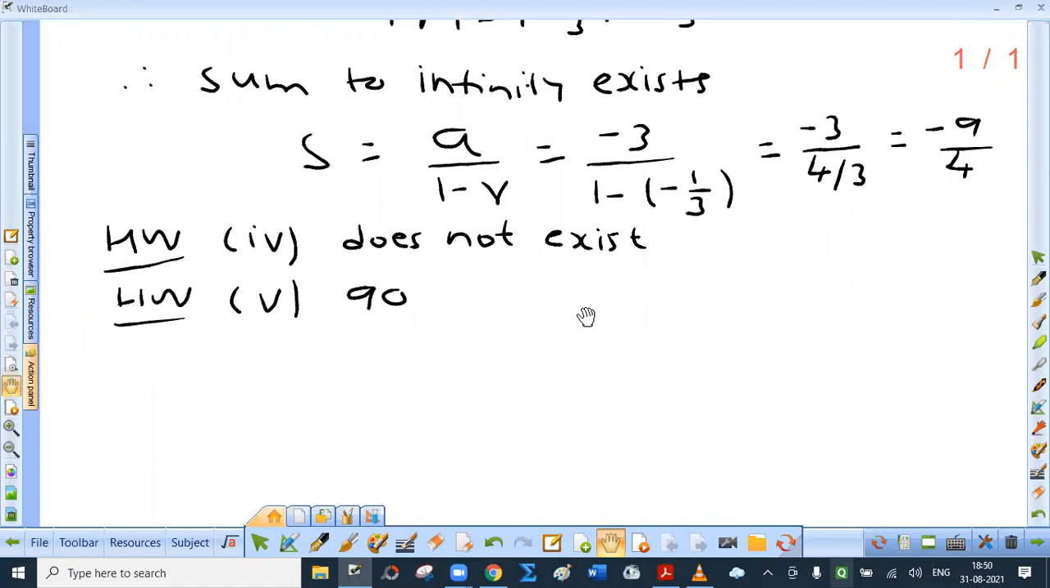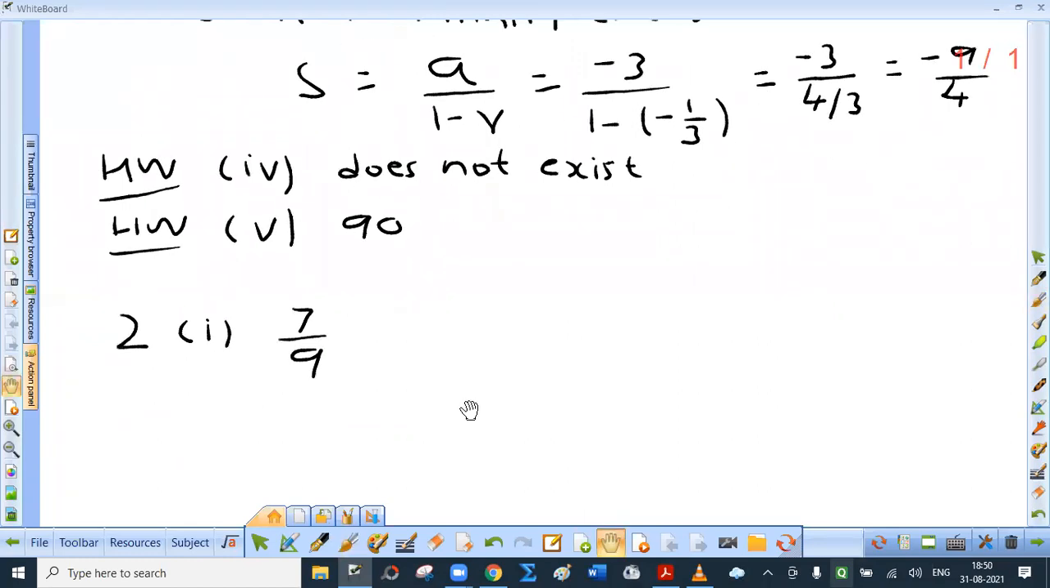Now, there are 4 sums. I think we will start with second question. Express the following recurring decimals as a rational number. First one is the simplest one. I'll give the answer. It is 7 by 9. And we'll be doing second, third, and fourth.